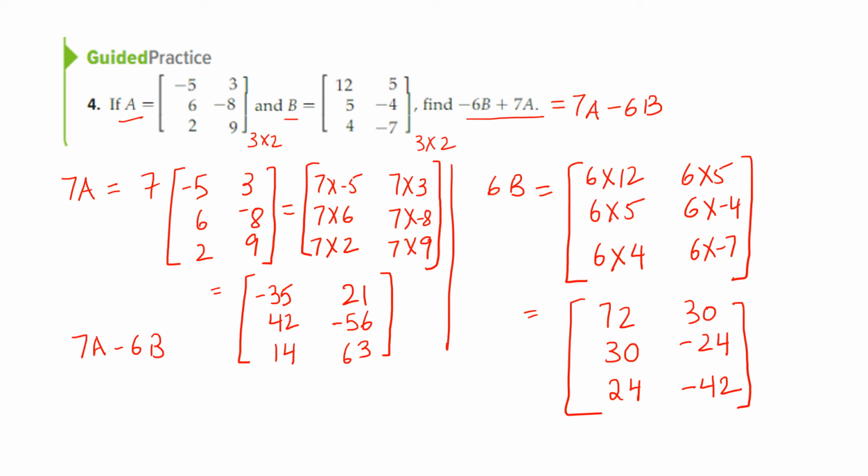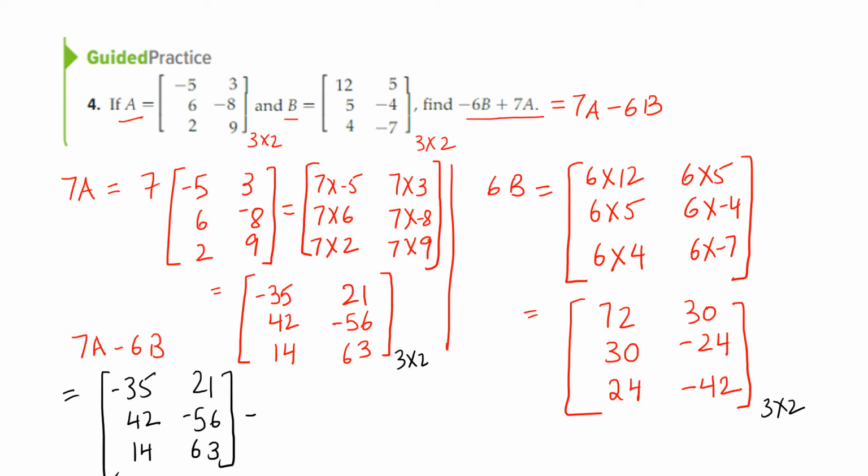So we have got both the matrices. The order does not change. So again 3 cross 2, 3 cross 2. Now the final step is to combine them both by subtracting. So 7A I'm going to write first, all the elements here. And then I'm going to subtract from this 6B. So I'm going to write again the elements of 6B: 72, 30, 24, again 30, negative 24, negative 42.